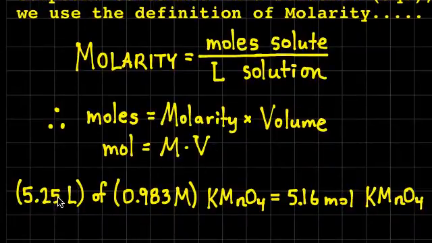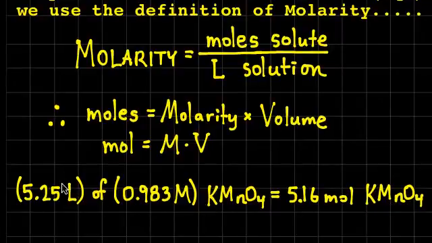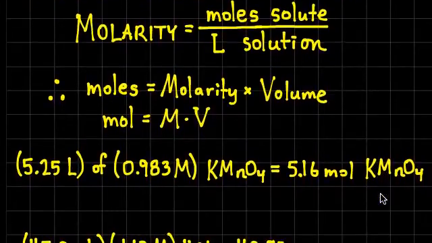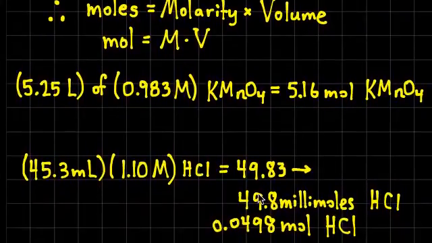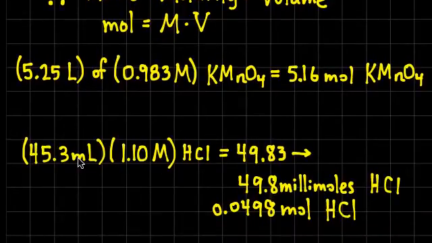Here's an example, 5.25 liters of a 0.983 molar. So molarity times volume in liters gives me a number of moles of substance altogether. In that 5¼ liters, I would have 5.16 moles of this dark purple staining oxidizing agent. Another example, molarity times volume. Here I didn't change to liters right away, but my milli then survives. So 45.3 times 1.1 gives me 49.8 millimoles of HCl. Or in other words, if I had changed this to 0.0453 liters, then that would have immediately given me the 0.0498 moles of HCl.